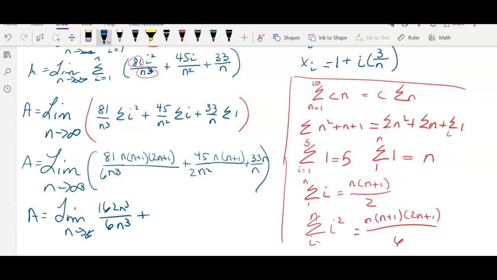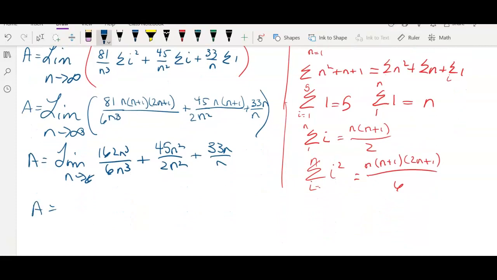Now, the next piece, all I want is 45n squared over 2n squared. You agree? The last piece is just 33n over n. Because I only care about those, all I care about are those coefficients, right? When I take the limit, don't I just get, calculate it.